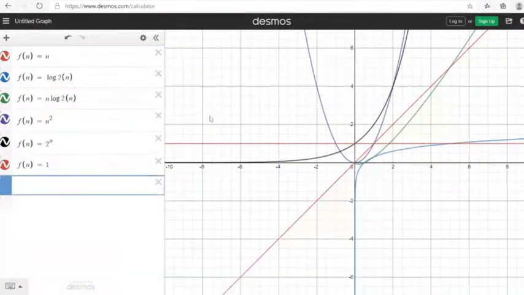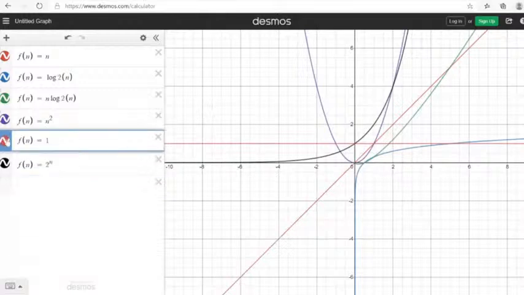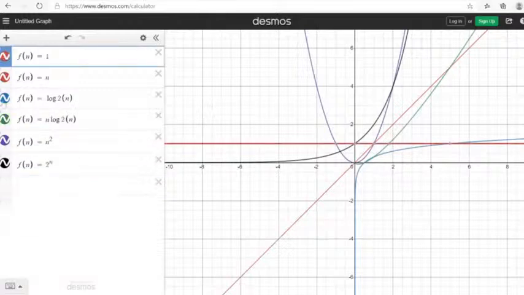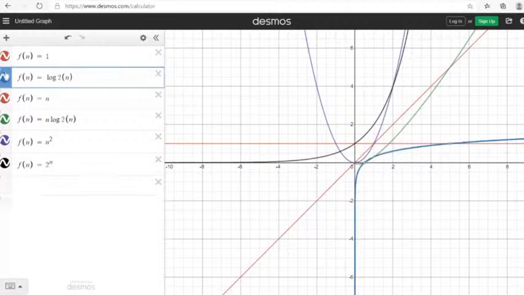So what I'm going to do here is take f(n) equal to f(1). After f(1), I'm going to place f(log2 n), and then n log n, then n square, then 2^n, in the same increasing order I've taken. Now let us look at the graph.